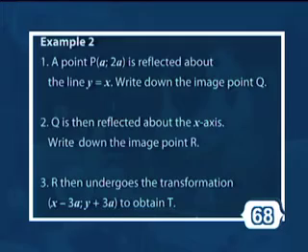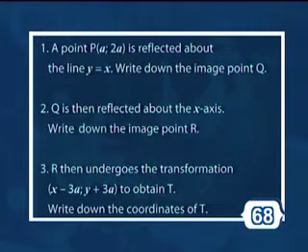The next thing we're going to move on to is example 2, and this is on page 68. Here we are told that a point P with coordinates (a, 2a) is reflected about the line y equals x. We are then asked to write down the image point Q.